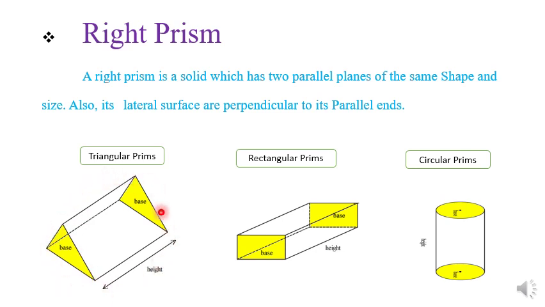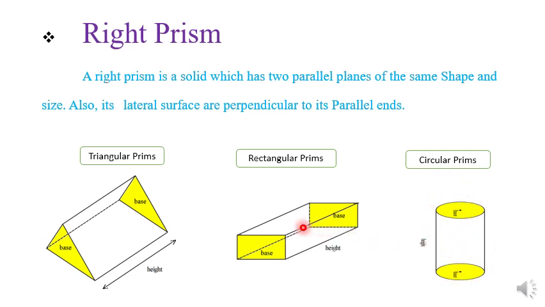And for this figure, it has a special name, class. Since its base is formed by a triangle, that's why we name it a triangular prism. Similarly, this solid has two parallel planes formed by rectangles, so we name it a rectangular prism. This one is also the same, class. The solid is formed by circles. That's why we name it a circular prism.